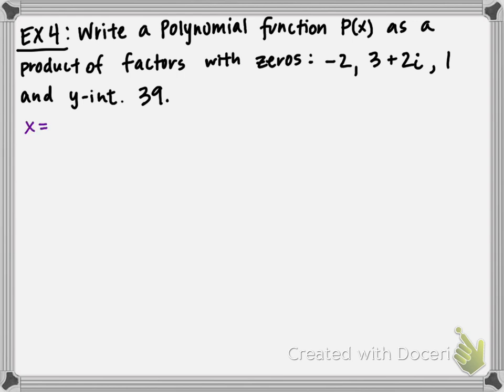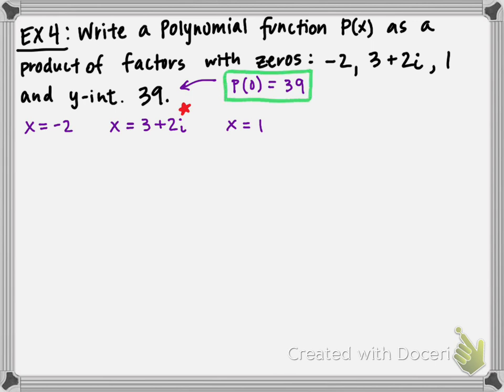We know that x is equal to -2. We know that x is equal to 3 plus 2i. We also have to be careful to remember that there's a conjugate zero in there, so that's going to be a quadratic factor. And then we have one more zero, x is equal to 1. We do know a coordinate. We know that when p of 0 is entered, we get the value of 39. This notation will be used on the homework a lot, so remember it. P of 0 is 39. 0 is the x value, and 39 is the y value. If I wrote it as a coordinate, it would look like this.